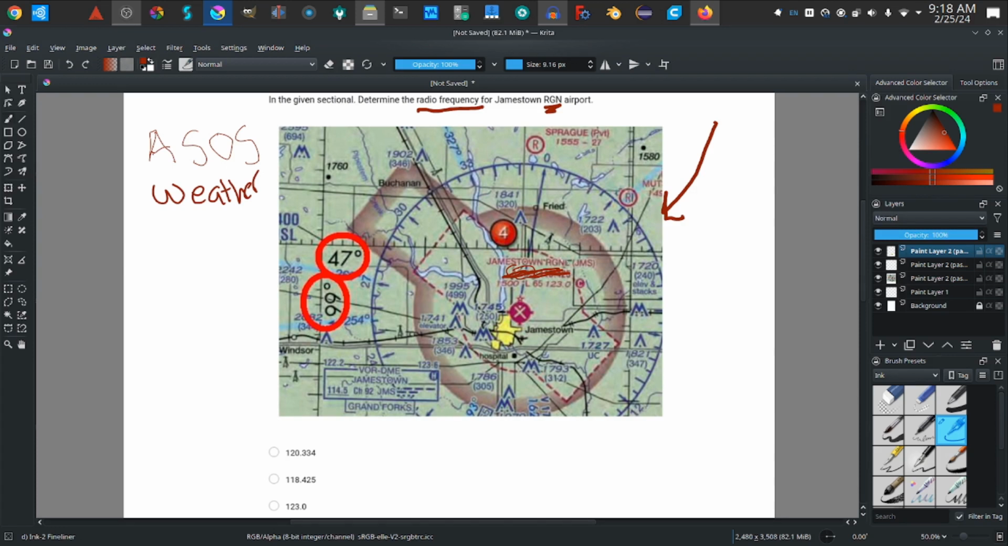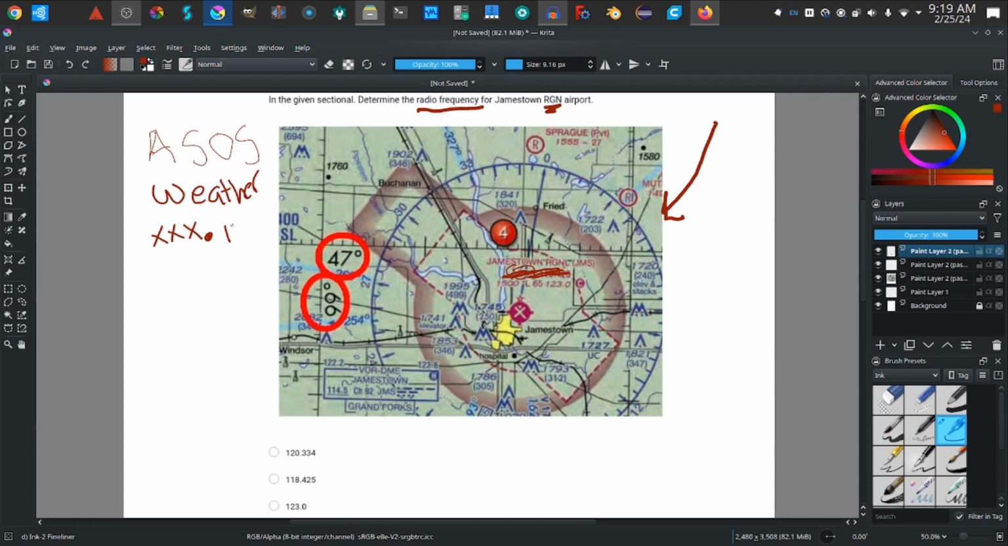And you see it's 2 numbers. So that leaves me last with, and also a radio frequency, if you must know, is usually going to be a 3-digit number. Then it's going to have that decimal point right there, and then it's going to have some other number. So keep that in mind.